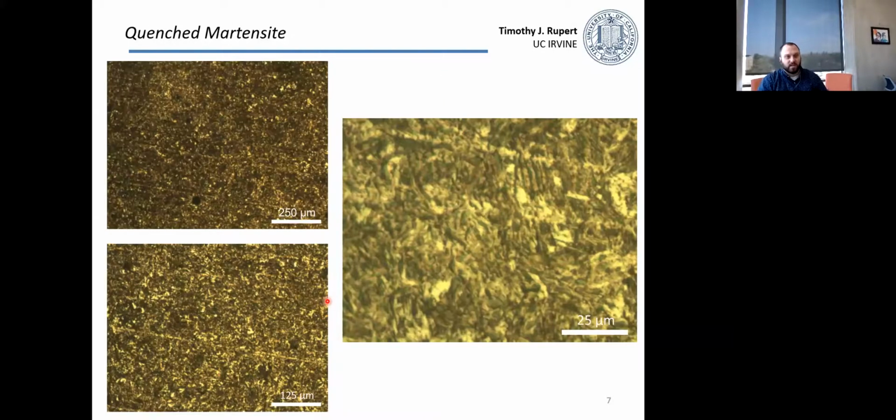Let's look at each one of these one by one. This is showing that quenched martensite. This is the one we cooled down from that 1,000 degrees C very quickly, and that's all we did to it. As we go down in magnification, this dark region, you can start to see some bright spots in here. And then even at our highest magnification of 50x, you can still see a lot of that dark contrast.